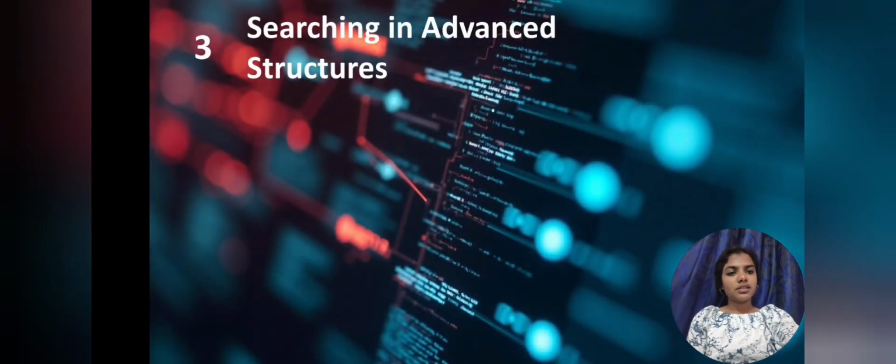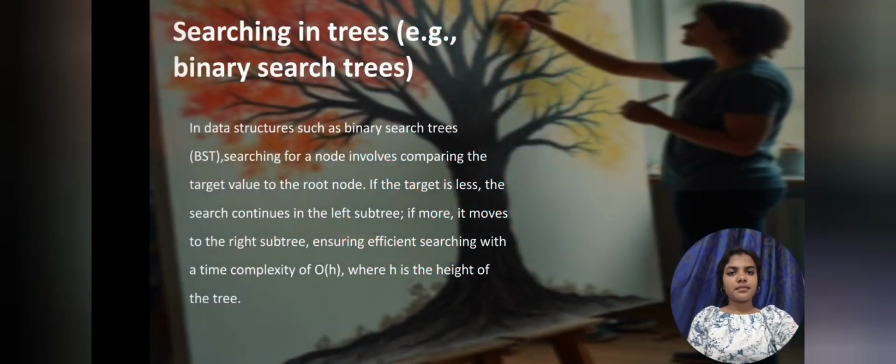Searching in advanced structures. There are a few examples like searching in trees, searching in graphs, etc. Here let us see searching in trees, that is, the binary search tree. In data structures such as a binary search tree, searching for a node involves comparing the target value to the root node. If the target is less, the search continues in the left subtree. If more, it moves to the right subtree, ensuring efficient searching with a time complexity of O of h, where h is the height of the tree.